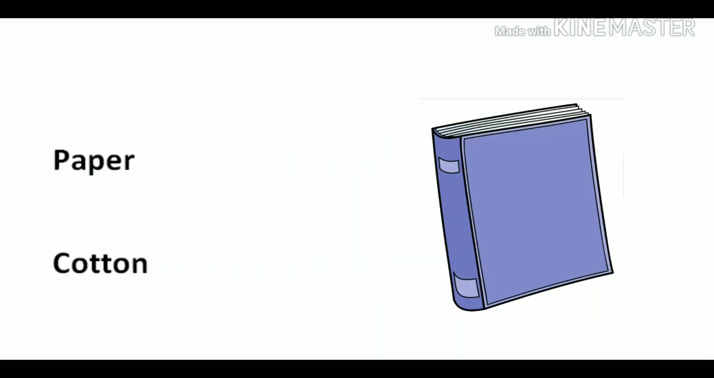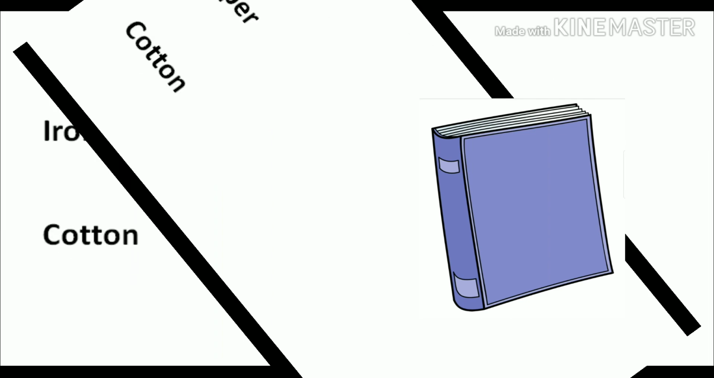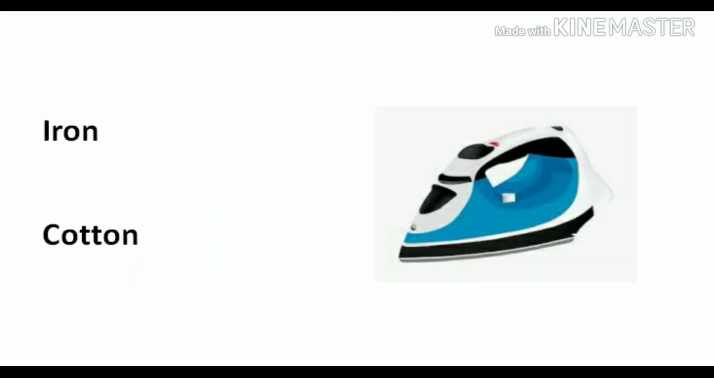Book. What is the book made of? Paper or cotton? The right answer is paper. Iron. What is the iron made of? Iron or cotton? The right answer is iron.